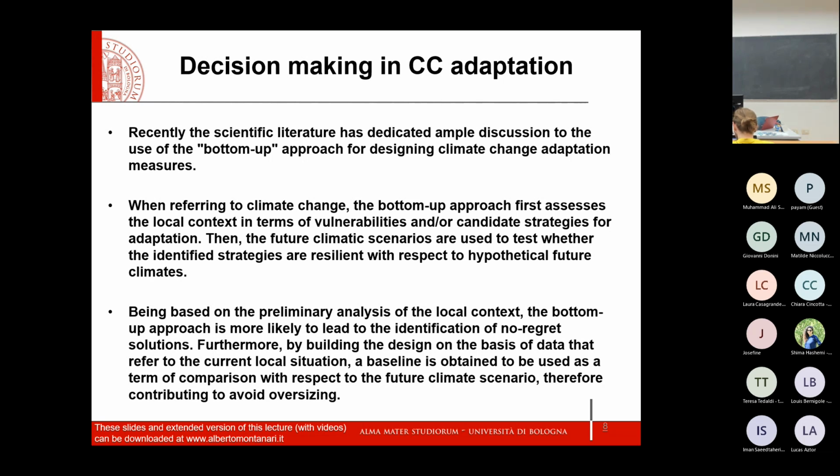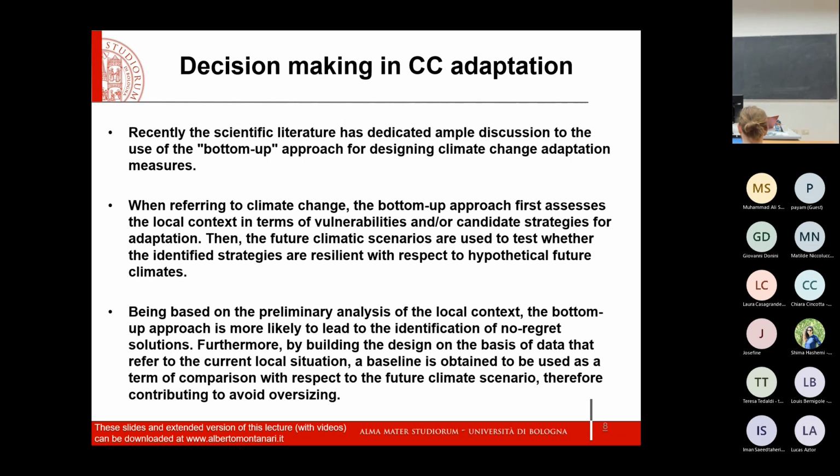And then what is the purpose? To assess the local context in terms of vulnerability, what are the problems? And then, depending on the problems, we identify the candidate strategies. Okay, we didn't consider climate scenarios so far. We just identify strategies, which are no regret by definition, because they focus on current problems. And then we try to identify strategies that are flexible.